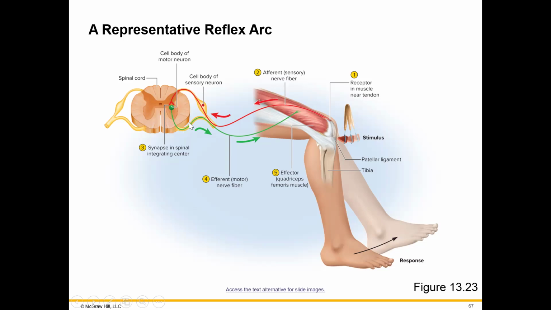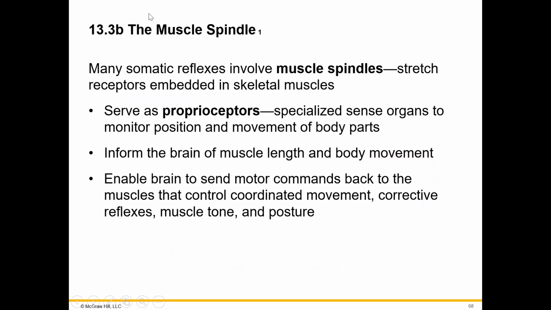Then the synapse is going to carry the output, and that's going to be an efferent motor neuron, and that's going to cause the effector, the quadriceps muscle. The quadriceps femoris muscle is going to cause the reflex. They're going to extend. So many somatic reflexes involve muscle spindles.